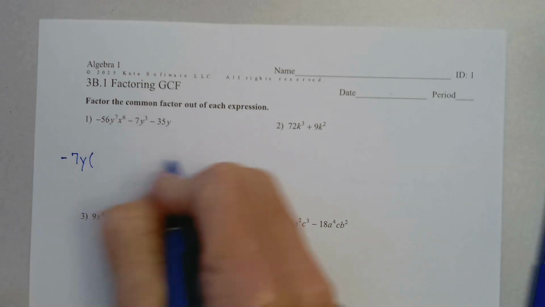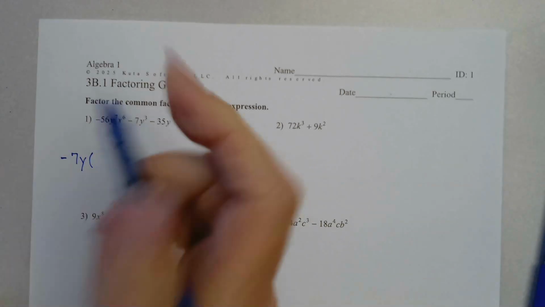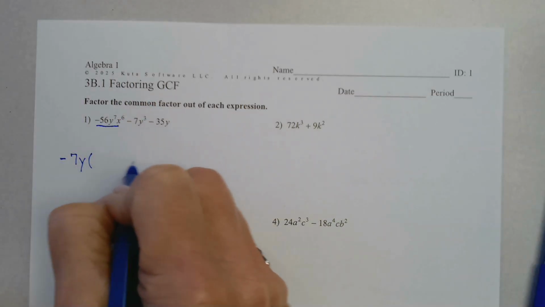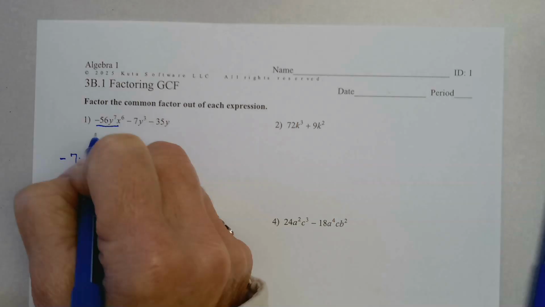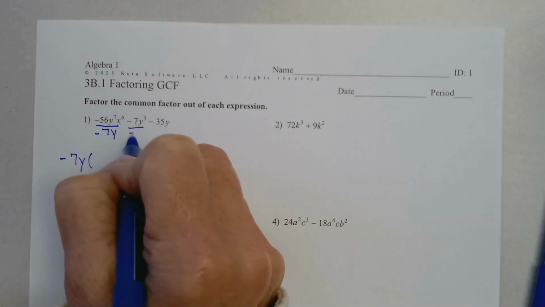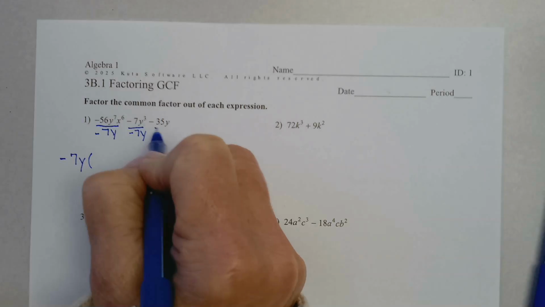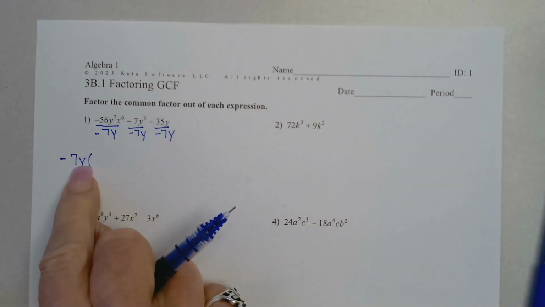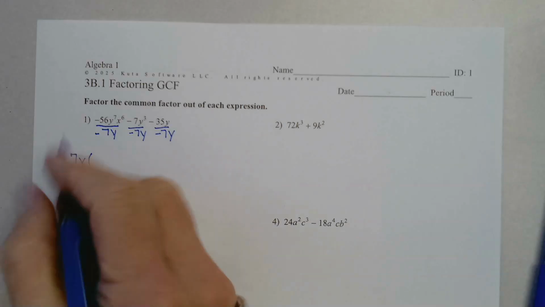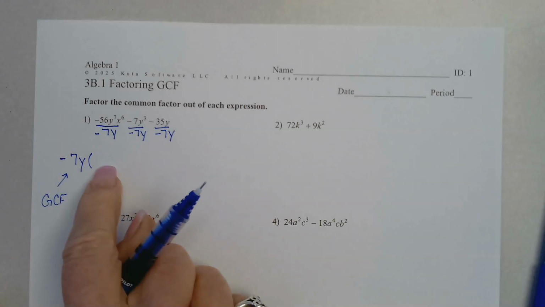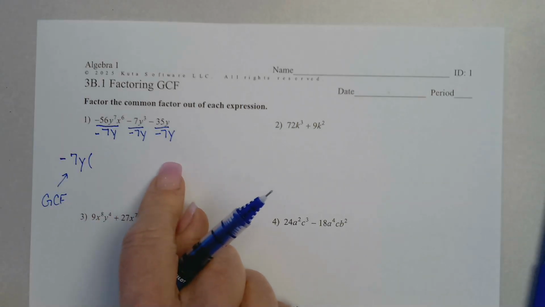Now notice I wrote this down over here, giving us some room, because how we're going to write what we have left over is we have to show that we're dividing each one of these terms by a -7y. And so that's my greatest common factor. That's my GCF. Now I'm writing down what I have left over once I take that common factor out.